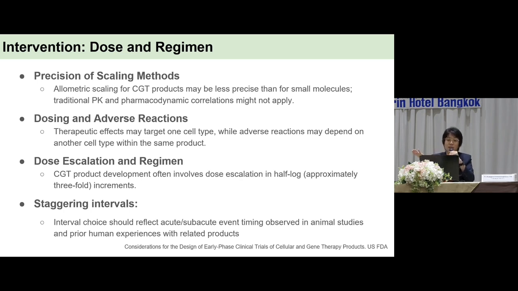And how do you escalate the regimen when you step up the dose? This is what I learned from the FDA: usually increase by half a log, although I'm not sure I'm right, about a 3-fold increment. But the interval between doses, who knows? With small molecules, we know the pharmacokinetics and can wait until the drug is out of the system. But for cellular therapy, what is the optimum window to see acute or subacute adverse events? You saw the graph earlier by Dr. Gavin; the dynamics of the cells vary too.